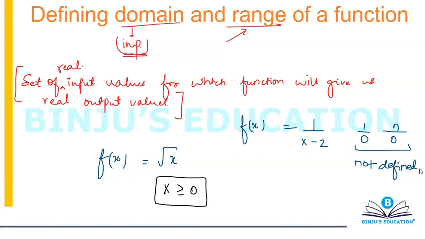So I just need to ensure that x minus 2 should not be 0, which means x should not be equal to 2. Put any other value of x apart from 2, you will always get a real output value. Even if you put 2.01, you will get 1 over 2.01 minus 2, that is 1 over 0.01, that is 100.